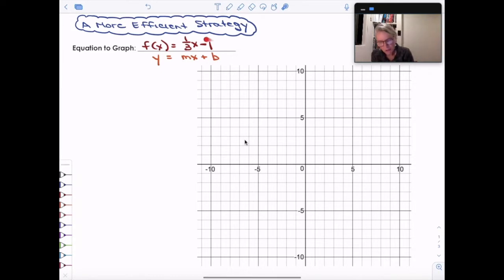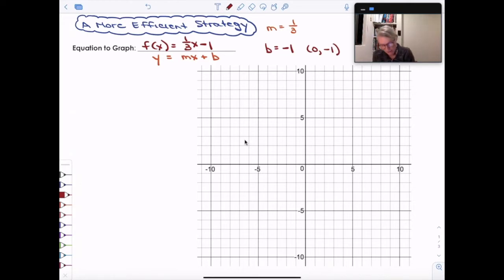So first I'm going to decode my function using this pattern. I know from looking at this that my slope is equal to 1/3. It's the number being multiplied by x. And my y-intercept is -1 because it's the number being added. So I know that one point on my line will be 0, -1.